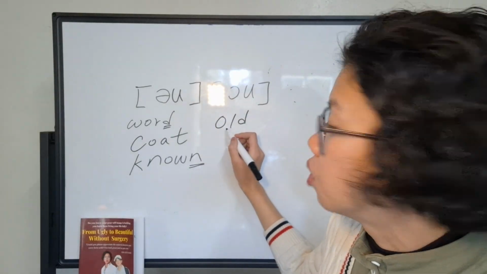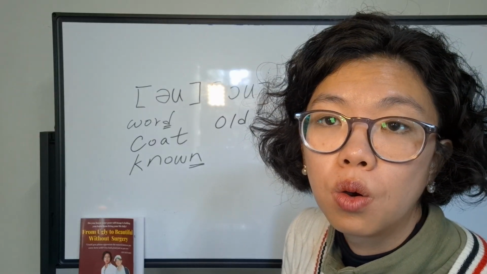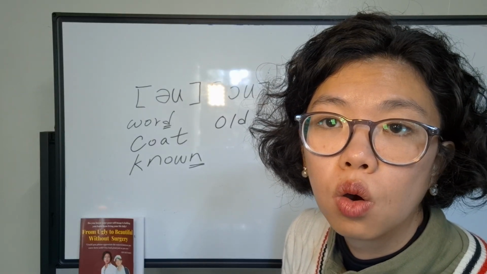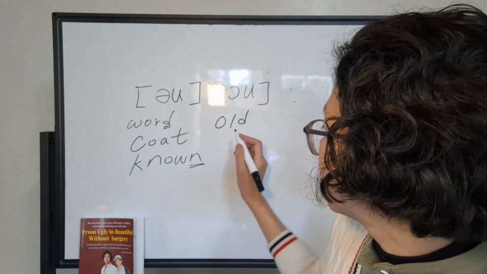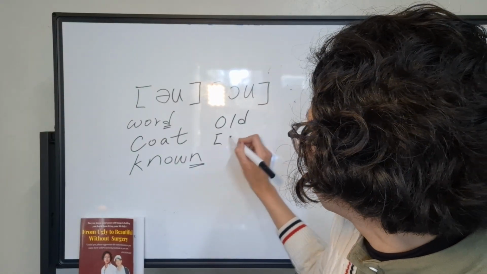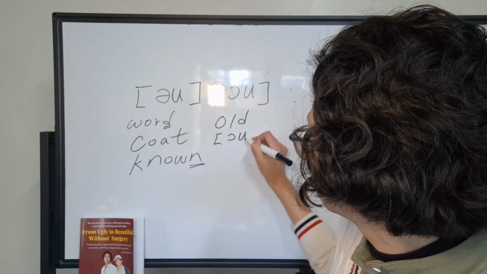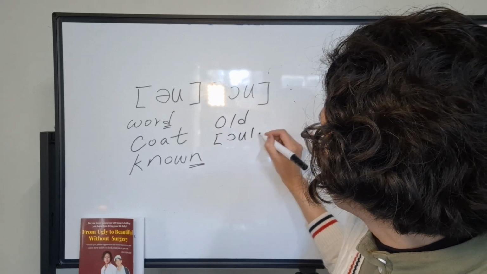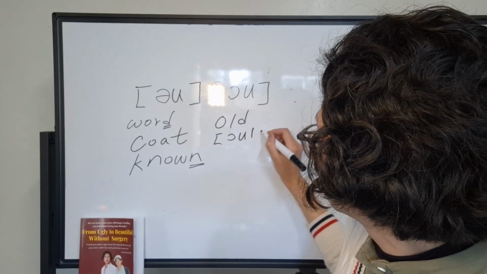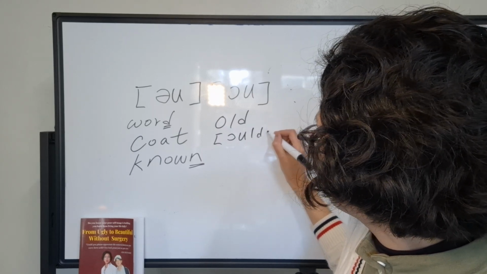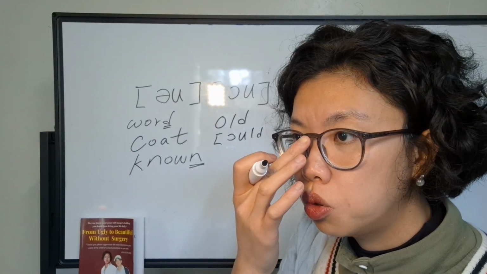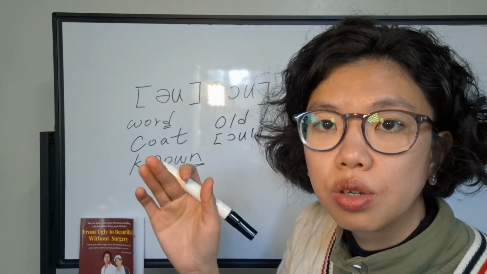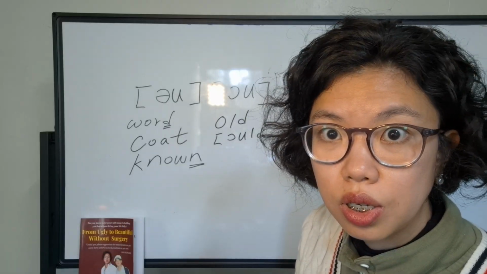This one would be older, older, older. You have to pronounce the L as well. So this one, the IPA, is something to help you pronounce the word correctly. Okay.